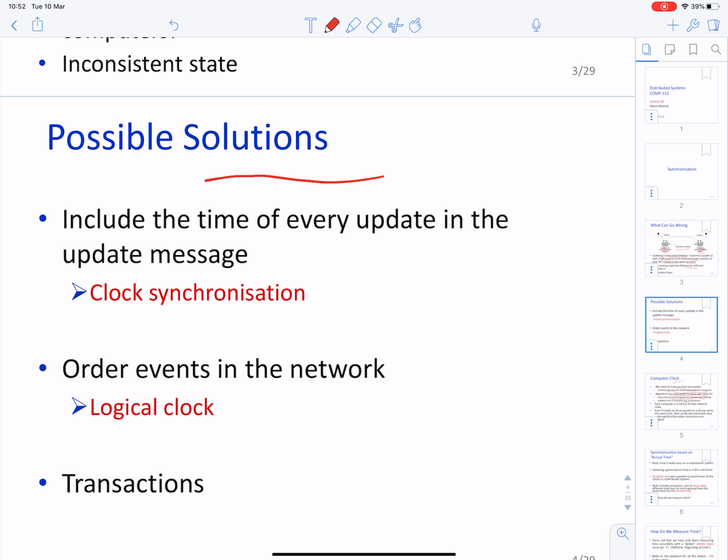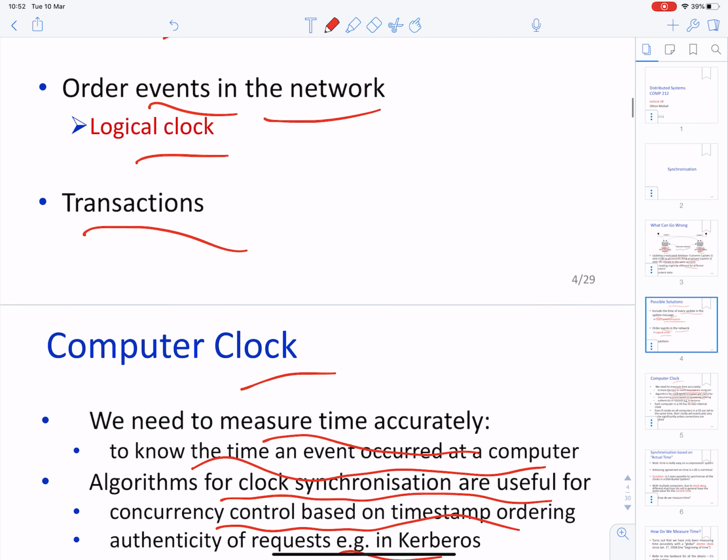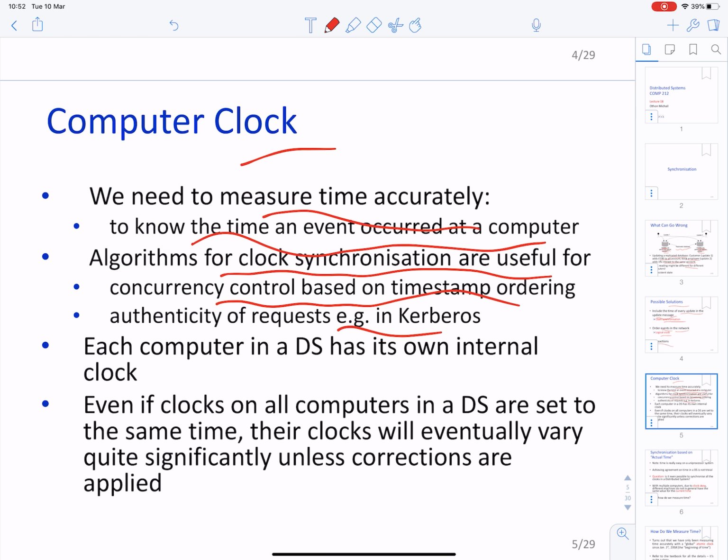The possible solution is that we include a time for each update and order them based on the timestamp, or we can order the events in the network using logical order or some transaction. So for the computer clock, we need to measure the time accurately. To know the time an event occurred in the computer, the algorithms for clock synchronization are useful for concurrency control based on timestamp ordering.